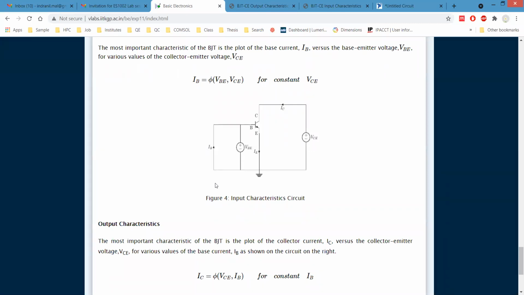In this case, as you can see here, this is our input terminal, and this is the emitter, which is common for input and output. What we have to measure is VBE, the base to emitter potential, and VCE, the collector to emitter potential, and this is IC, IB, and IE.